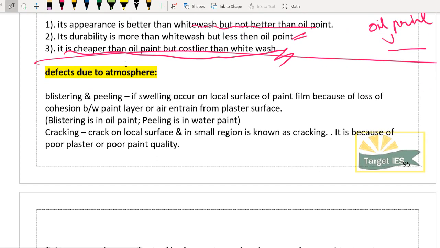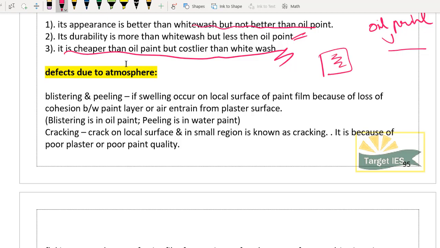Next, defects due to atmosphere. See, obviously there will be defects in our paint, right? Paint में defect नहीं रहता है, but I mean after applying the paint on the wall, after some time you will be seeing paint coming off. Okay, there will be cracks in our paint. So all these things are there. For example, blistering and peeling. Okay, so why will it happen? It is because of loss of cohesion between the paint layer and air entering from the plaster surface.